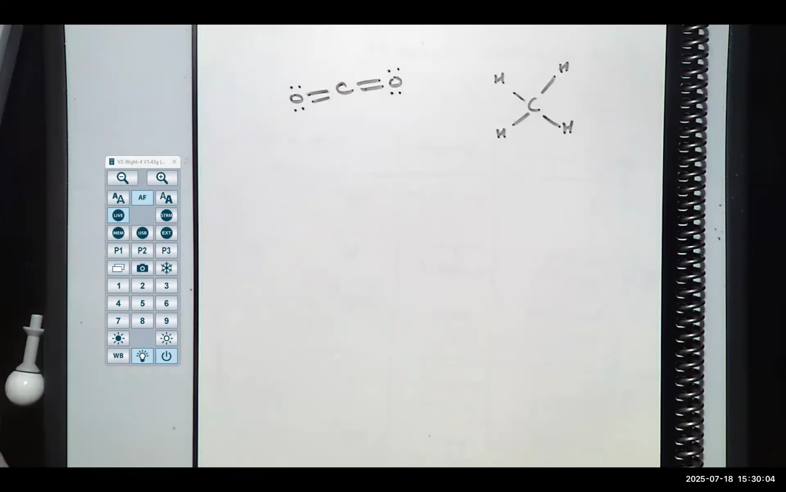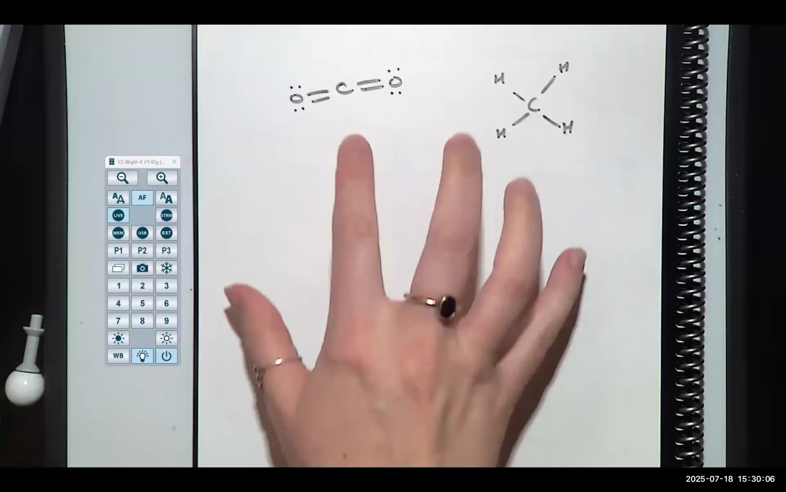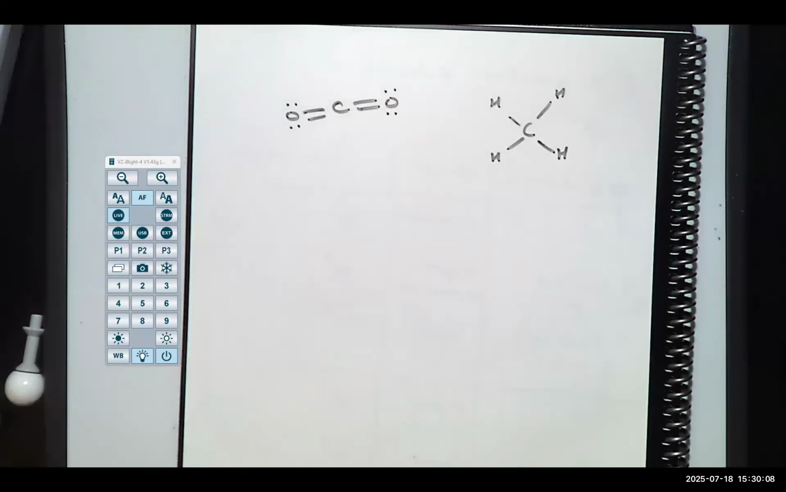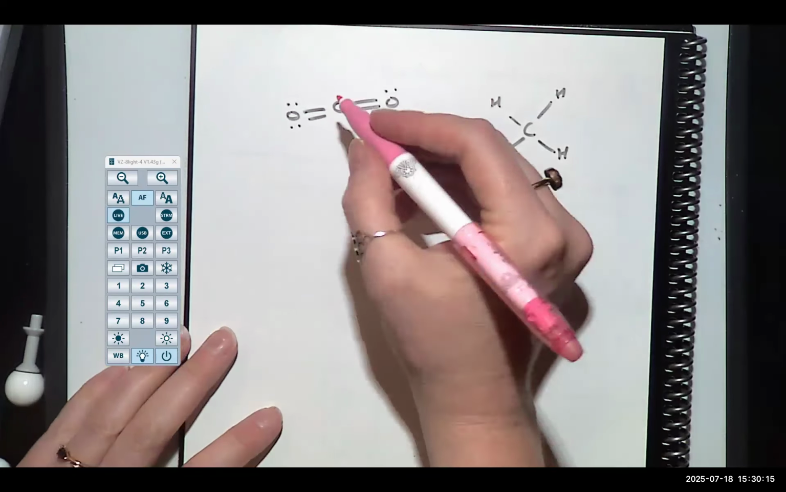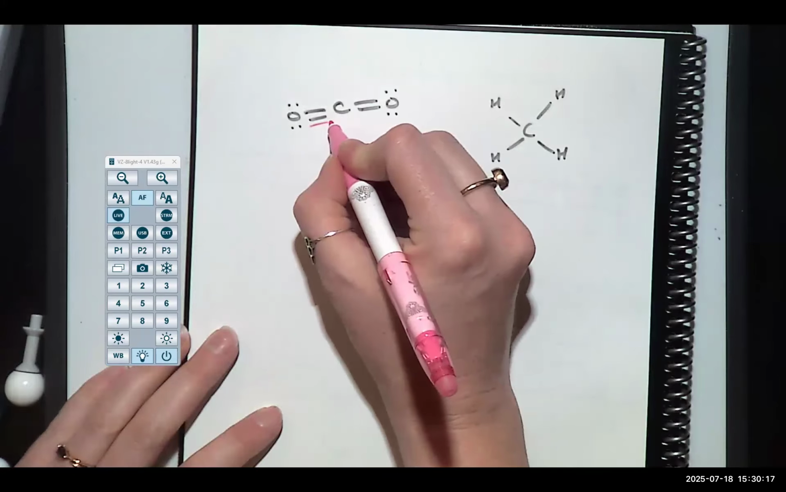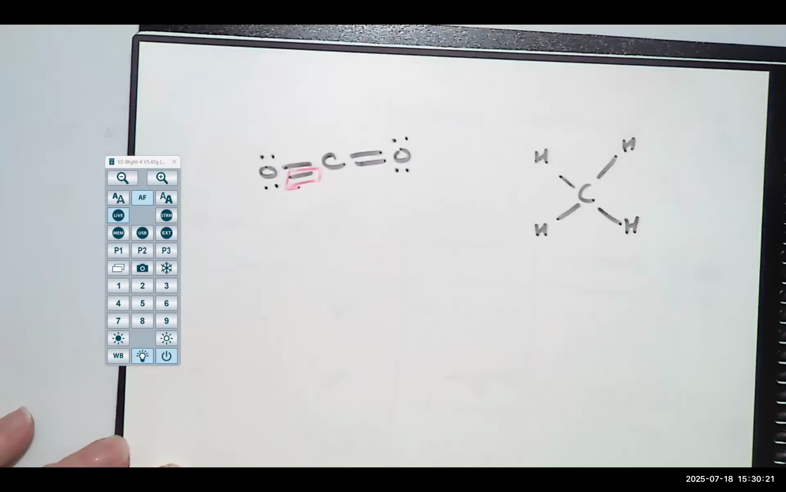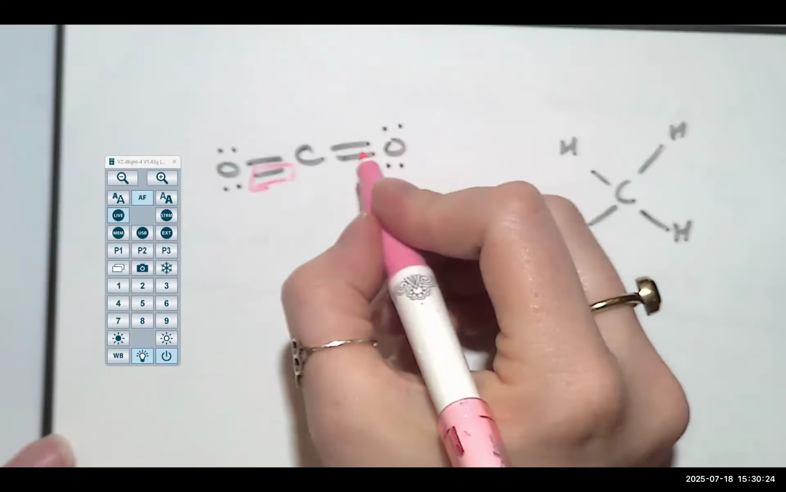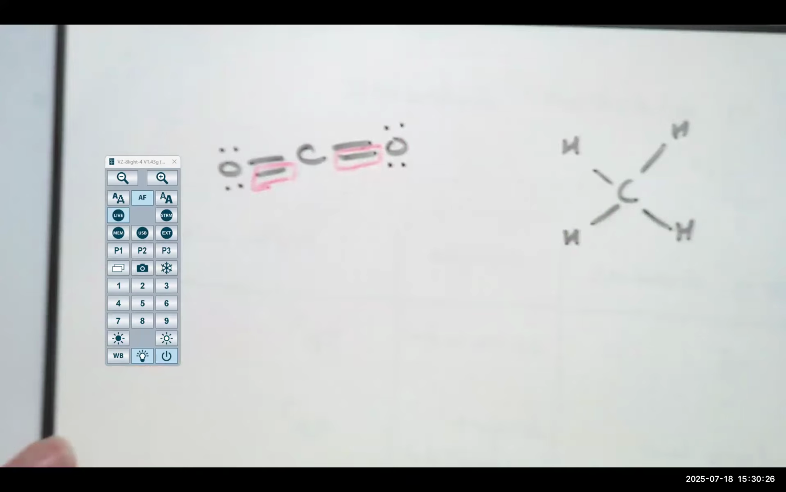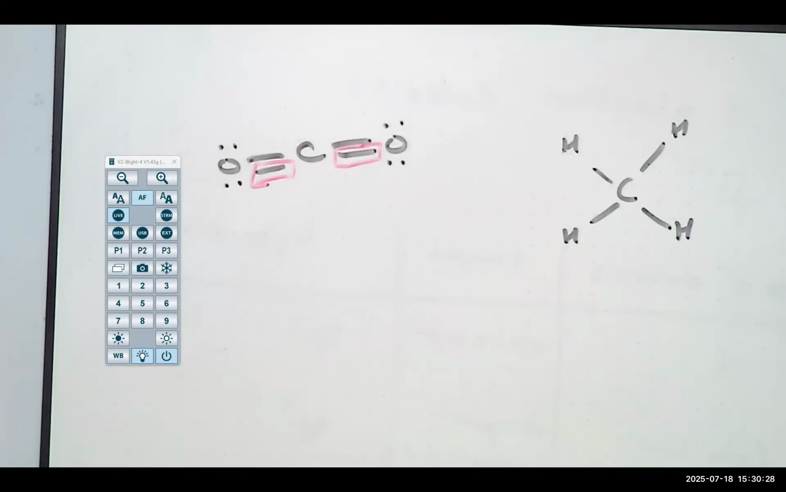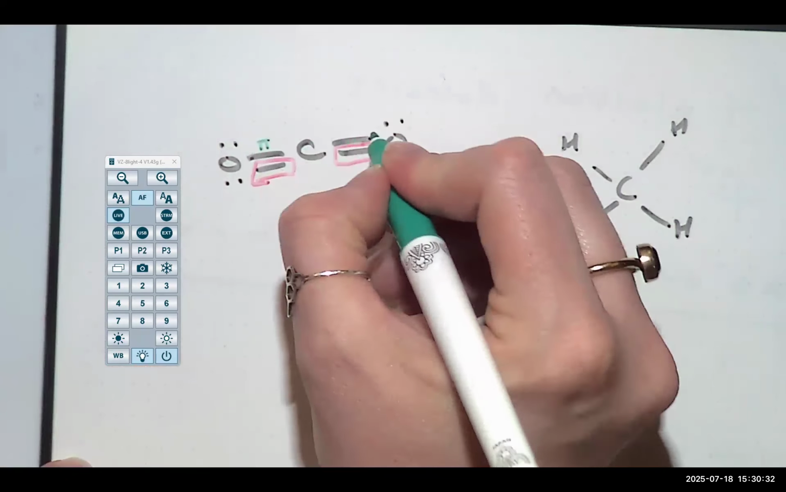So if I'm looking at the atom on the left, the carbon dioxide, I'm looking for sigma bonds or lone pairs. That's it. We're not looking for anything else, just sigma bonds and lone pairs. So here I see a sigma bond, and I put a pink square around it. And here I see another sigma bond, and I put a pink square around it. There are no lone pairs. And the other bond, the one on top, is a pi bond, so I'm labeling that in green.